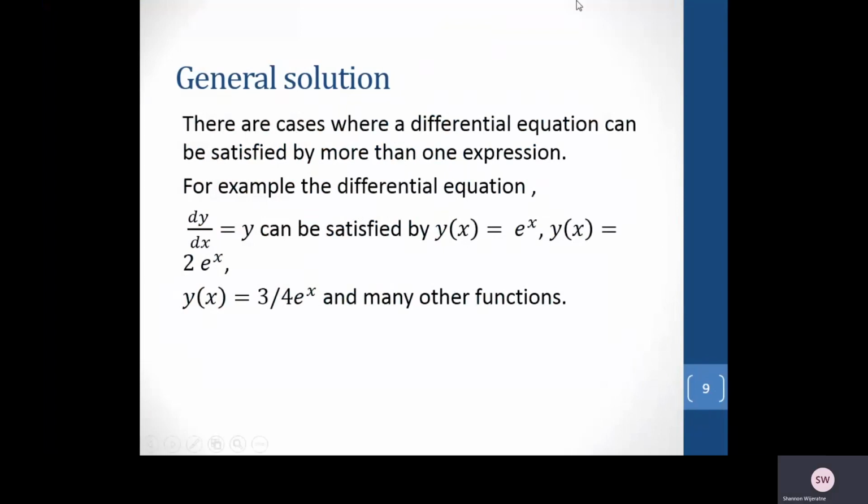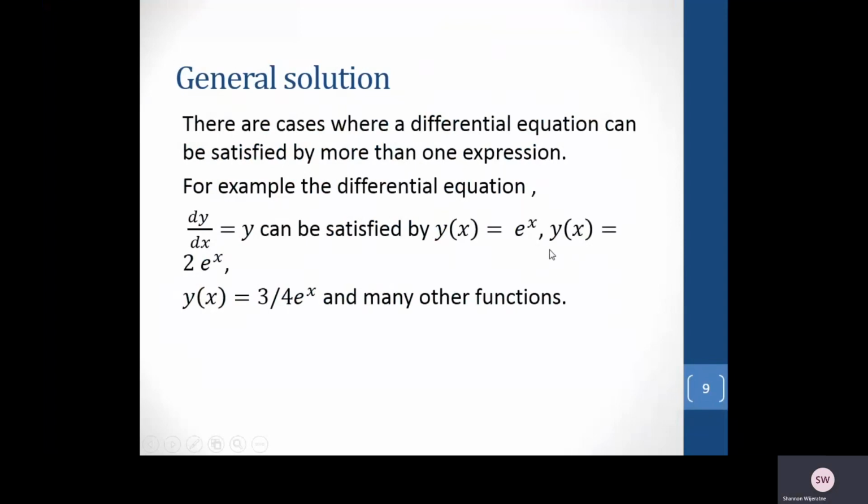For a differential equation, we have two types of solutions. One is called the general solution and the other one is called the particular solution. There are cases where a differential equation can be satisfied by more than one expression. For example, take the differential equation dy by dx equals y, that means the first derivative is again equal to the function itself. This can be satisfied by the function y equals e to the x. You know the derivative of e to the x is again equal to e to the x.